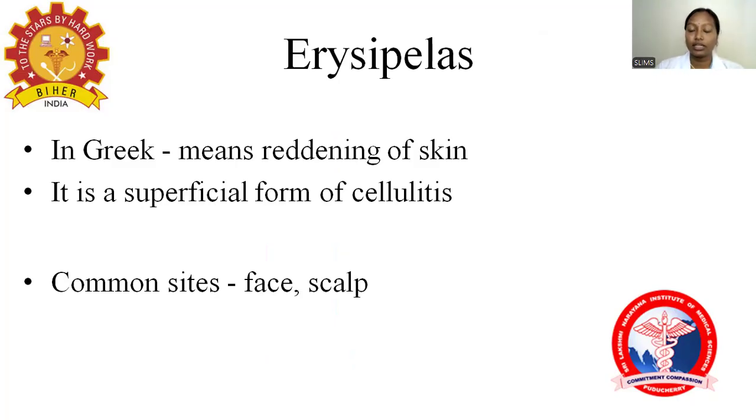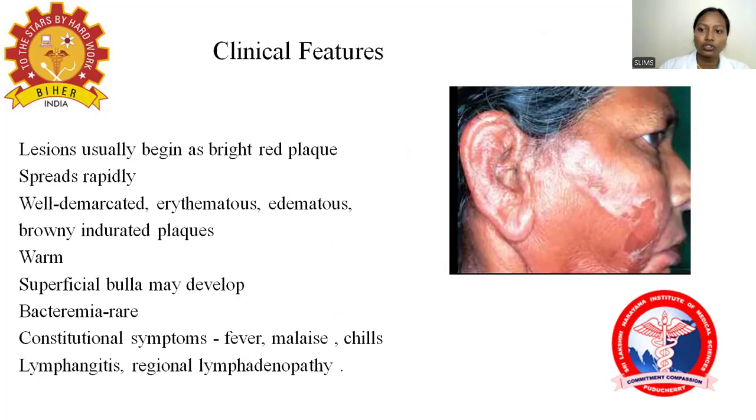Next, erysipelas. Actually, it's very difficult to differentiate cellulitis and erysipelas. Erysipelas means reddening of skin. It is also a superficial form of cellulitis, yet it is a deeper non-follicular infection. The common site is face and scalp. It usually doesn't go beyond the dermis, whereas cellulitis goes beyond the dermis to the subcutis also. So here it will present as a bright red plaque, well demarcated, whereas this will not be seen in cellulitis. Demarcation will not be seen.